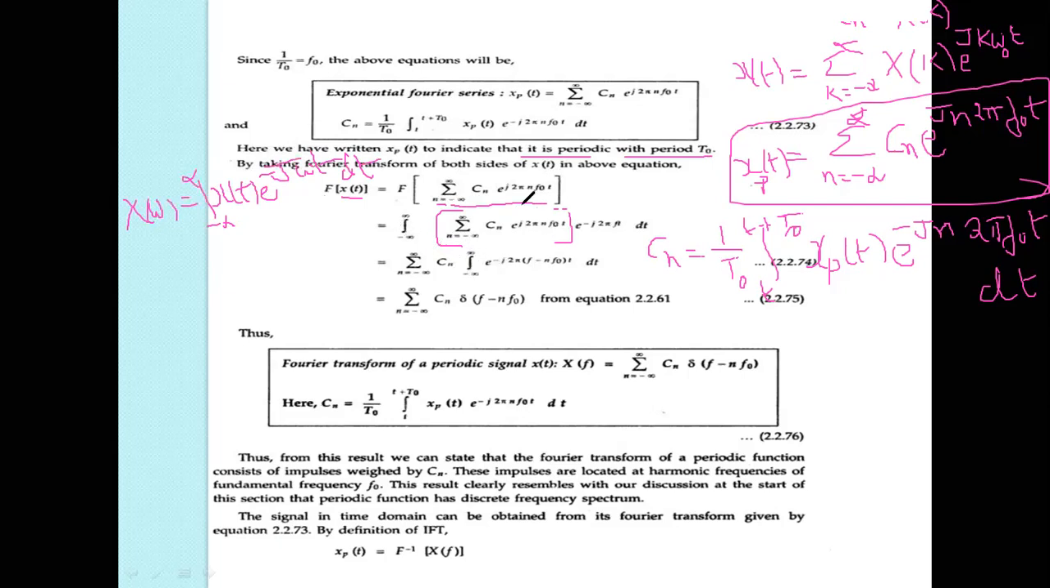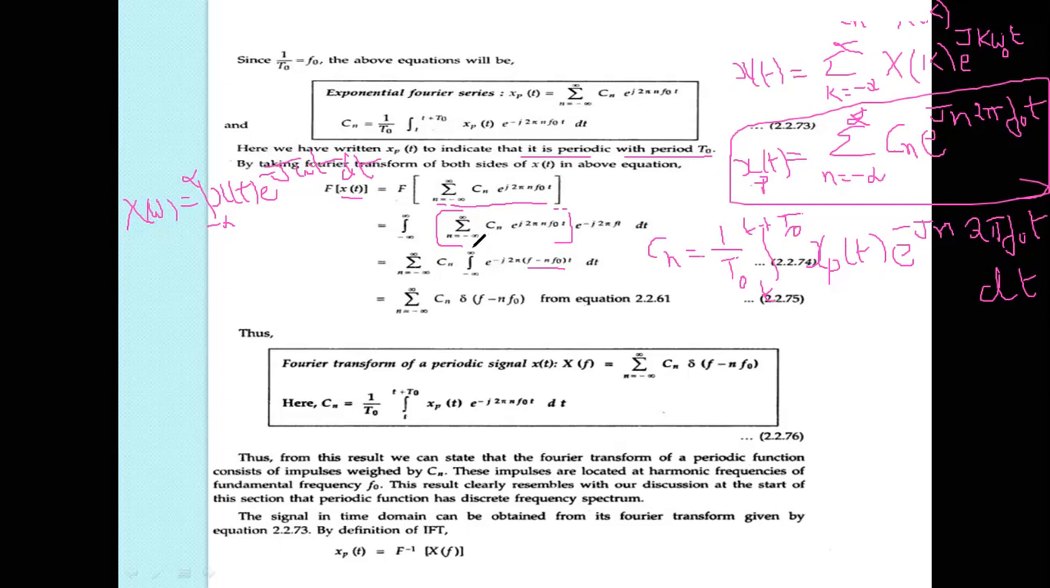Here the two exponentials have the same base, so add the powers: j 2 pi (f minus n f naught) t dt. And the sum of n from minus infinity to infinity of Cn. The integral of the exponential function can be written as a delta function, delta of f minus n f naught. So suppose here it is f minus f naught.